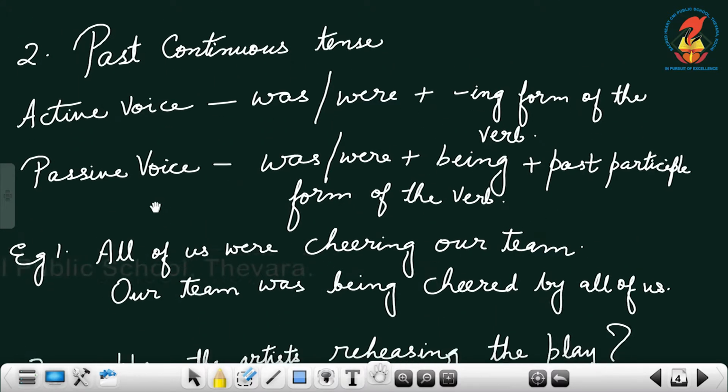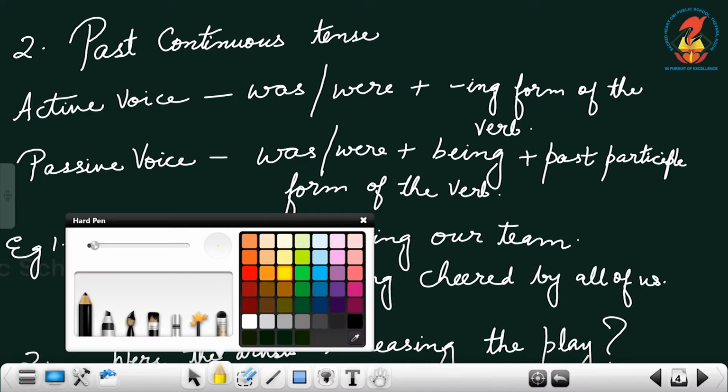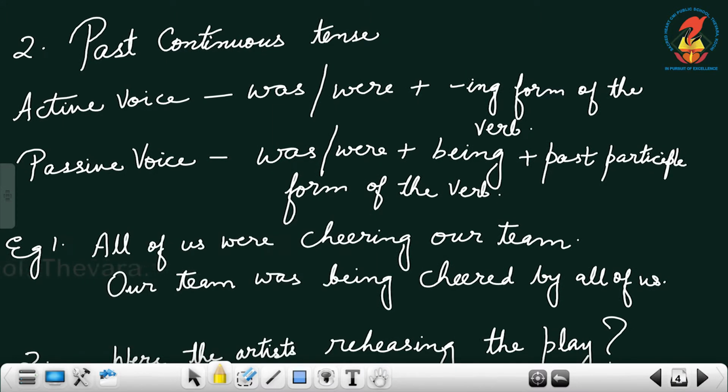So we did simple past tense. Let's see what is the rule in past continuous tense. So in active voice, was or were, we generally use the ing form of the verb. Whenever the word continuous comes, we use the ing form of the verb, isn't it?